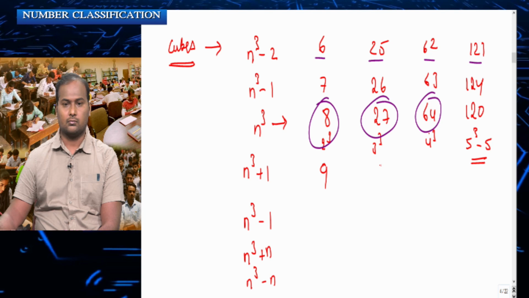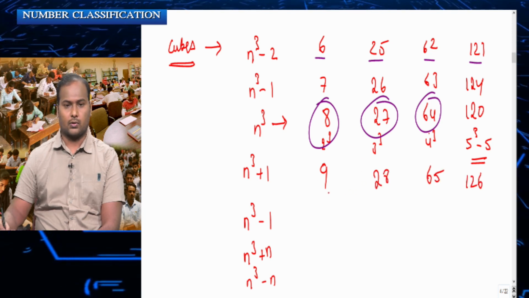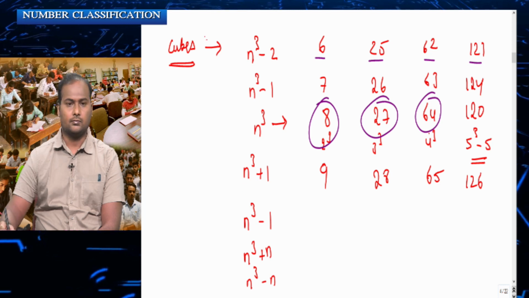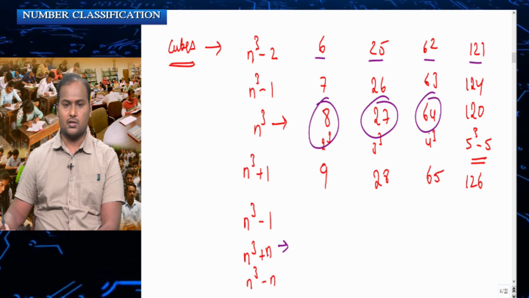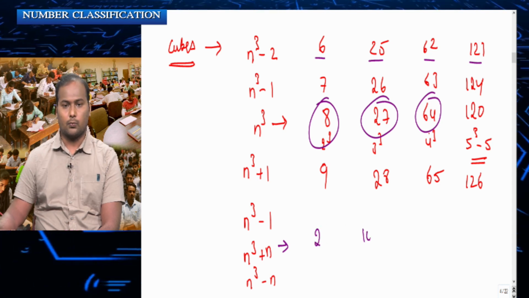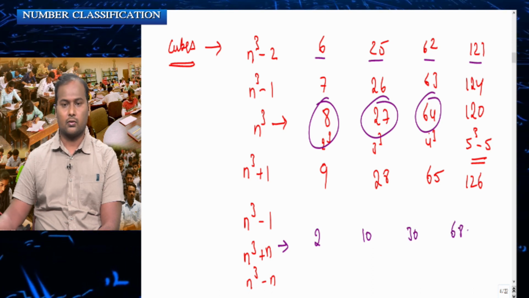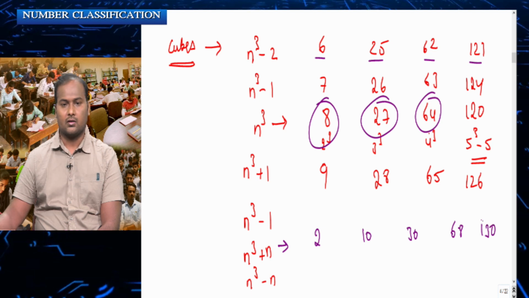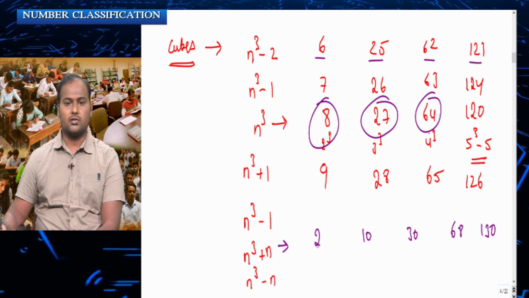So, n cube plus 1, see, it will become n cube plus 1. So, n cube minus 1. All these types you have to write in the notes itself. The moment you see n cube plus n, this is very important. So, 1 cube plus 1, 2 cube plus 2, 3 cube plus 3, 4 cube plus 4, 5 cube plus 5. See, in this case also what I am saying is, just remember the range of the numbers.